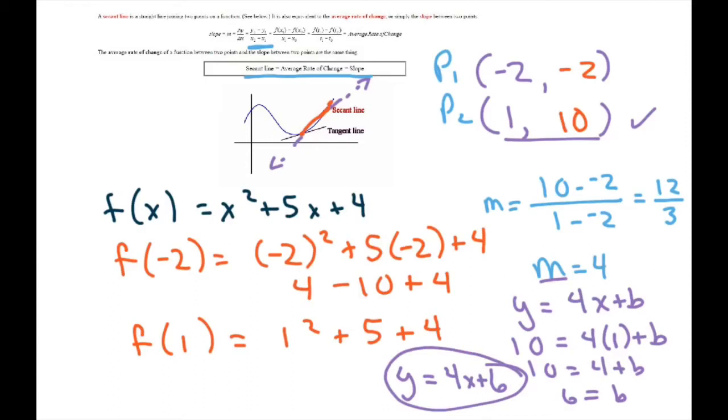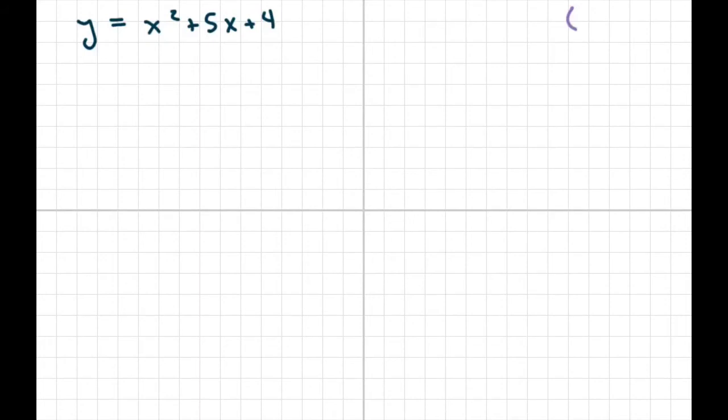All right. Now let's go ahead and graph this equation and the secant line. All right, and I've got to remember these points. -2, -2, 1, 10. So I'll write that real quick. -2, -2, and 1, 10. All right. Now, let's go ahead and find our y-intercept for this line is 4. So 1, 2, 3, 4.